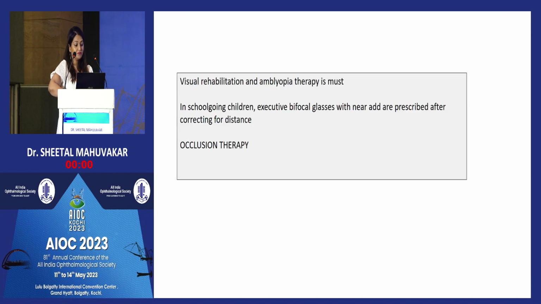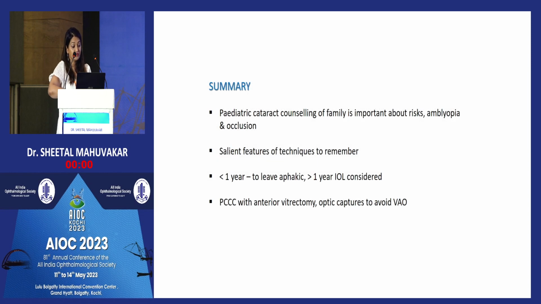So to summarize, again, the visual rehabilitation is a must. So occlusion therapy and amblyopia treatment is very, very important. To summarize, family counseling is important to tell them about the risk, amblyopia and occlusion therapy. Salient features of technique to always remember: less than 1 year, leave it aphakic; more than 1 year, IOL can be considered, and PCC with anterior vitrectomy and optic capture should be done to avoid visual axis opacity.